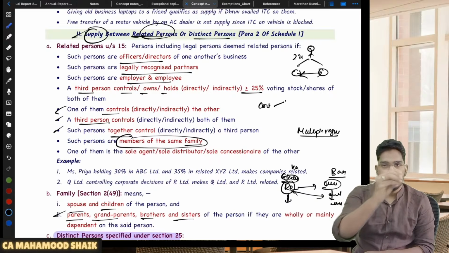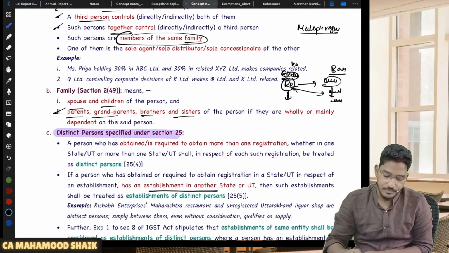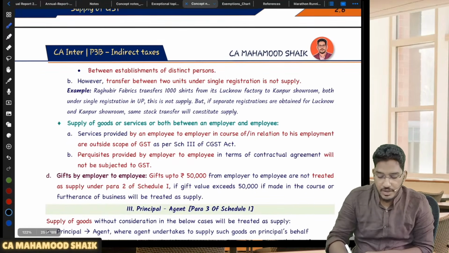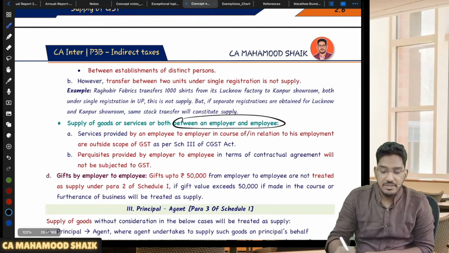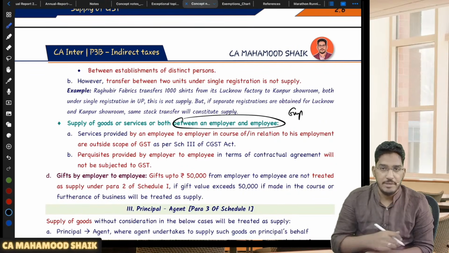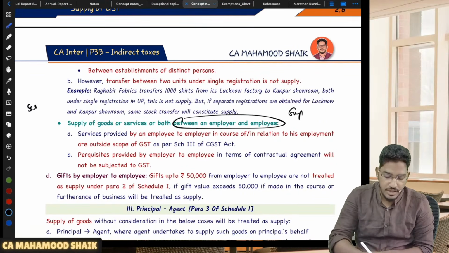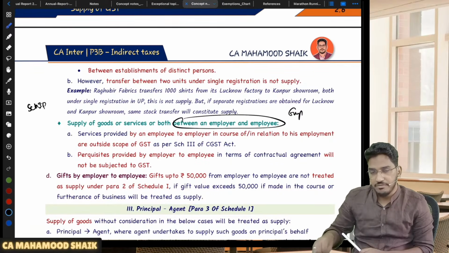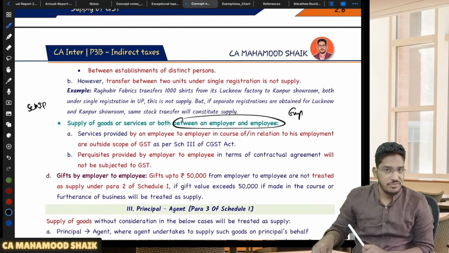You are required to issue the tax invoice. Everything will become applicable. Next one. But one exception is there here. Sir, employee and employer also are considered as related? Yes. If the employer is giving a gift to his employee, that is also supply of goods without any consideration, but they are related, so it should fall under supply, under schedule number 1 para number 2.